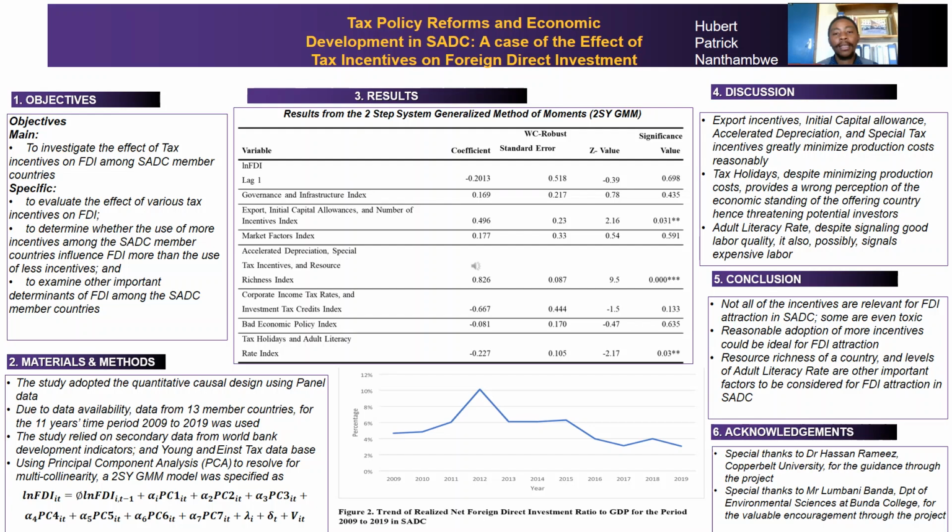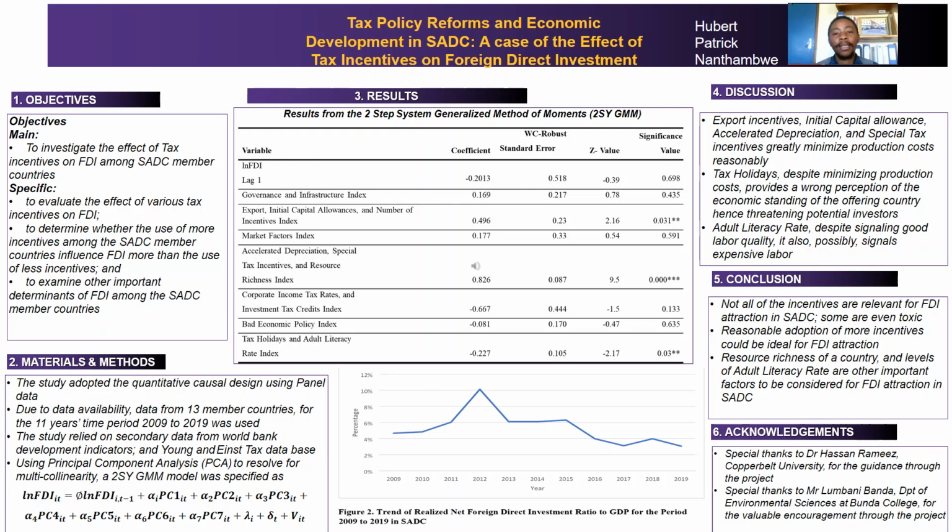We employed a two-step system generalized method of moments in Stata 15 to analyze the objectives. This model was preferred because of its ability to cater for so many problems that affect panel data estimation, so that we have varied, consistent, and efficient results by the end of the day.